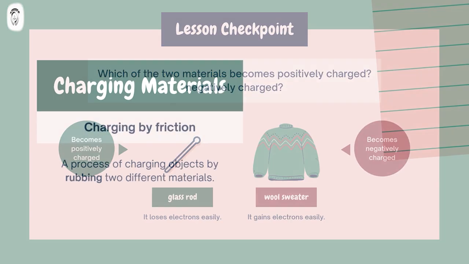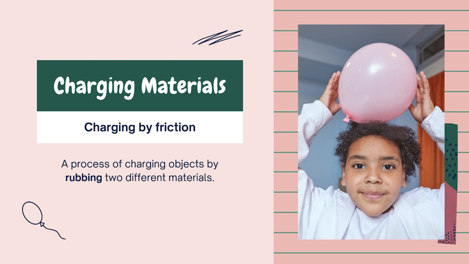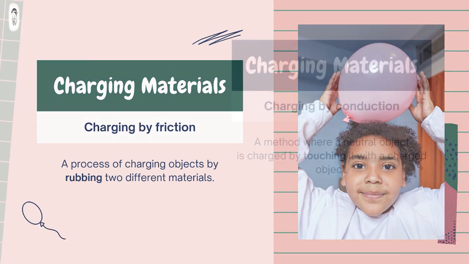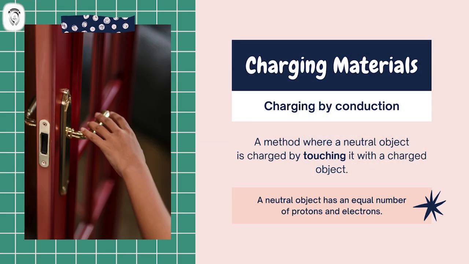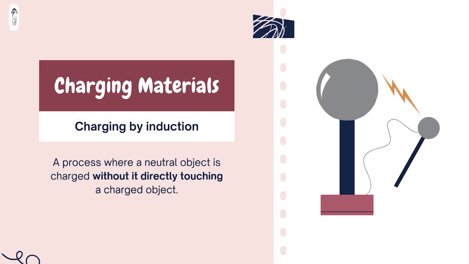We can charge materials by a few methods, for example by friction, by rubbing two different materials together. We can also charge objects by conduction. What is conduction? It is a method where a neutral object is charged when it is touching a charged object. Induction is when a neutral object is charged without directly touching a charged object.